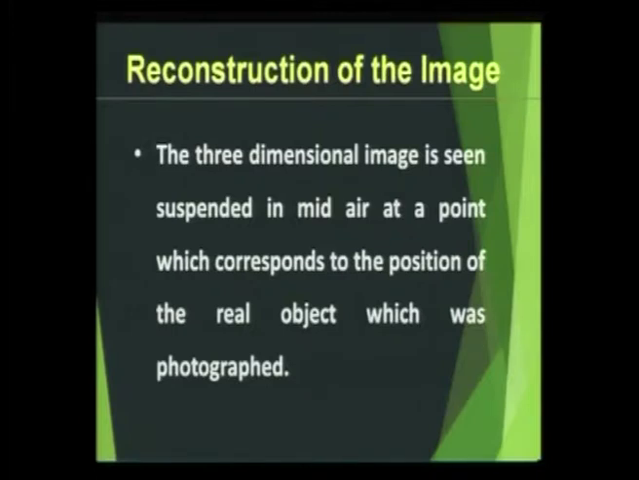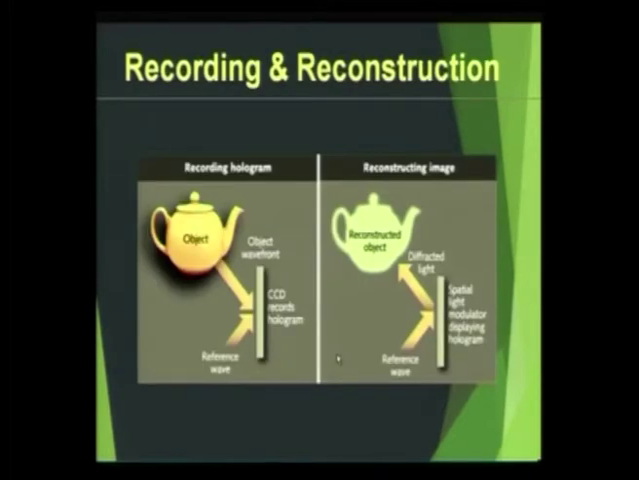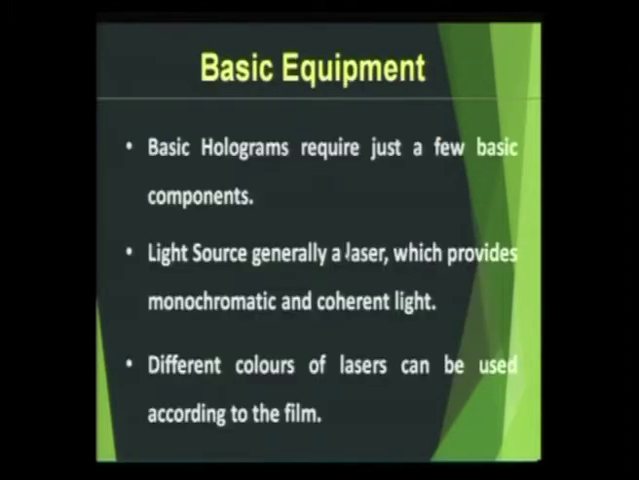The three-dimensional image is seen suspended in mid-air. It cannot be caught by hand, at a point which corresponds to the position of the real object which is photographed. This is a recording of the hologram. The object is here, the wavefront, CCD, the recording. This is a reconstructed image. You see the reconstructed image.